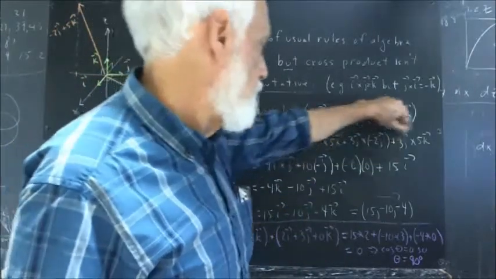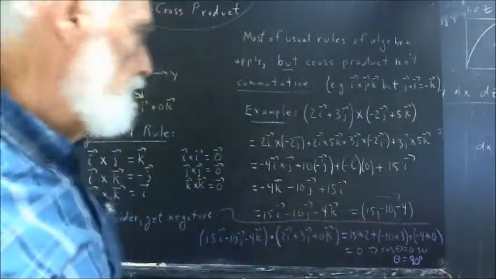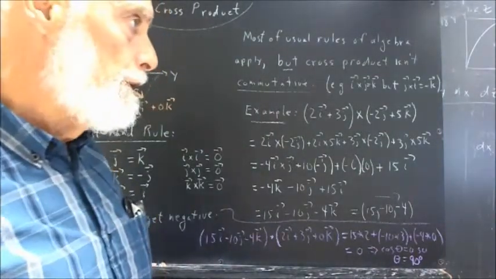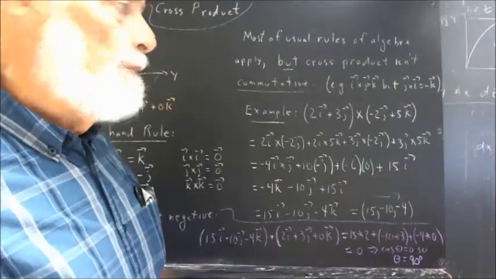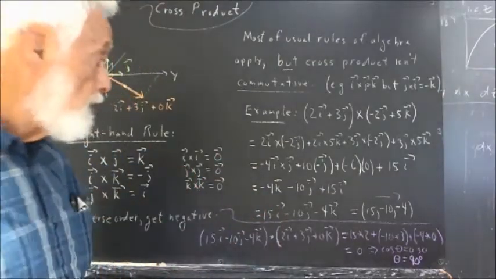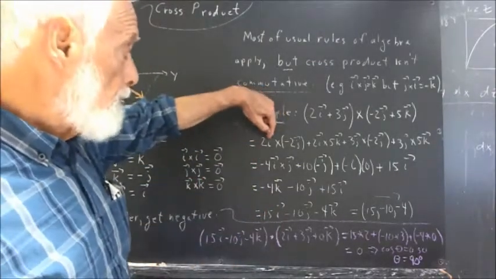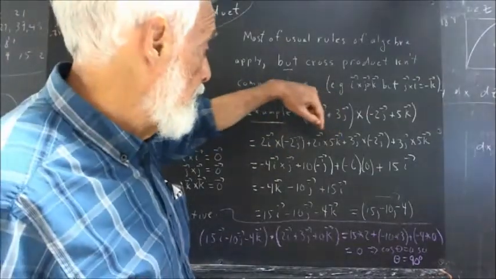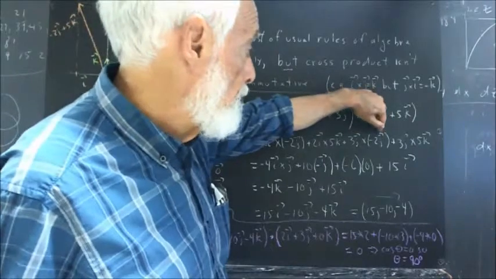And 3 times 5 is 15. And there's something wrong there. Hang on. Never mind. There's nothing wrong. Okay. And then, of course, on this product, we've got I cross J. Over here, we've got I cross K. Over here, we've got J cross J. And over here, we've got J cross K.